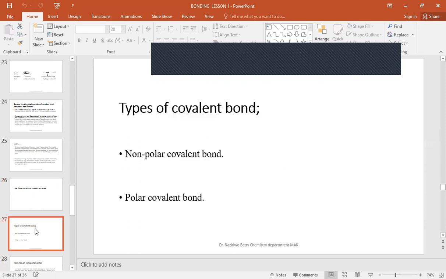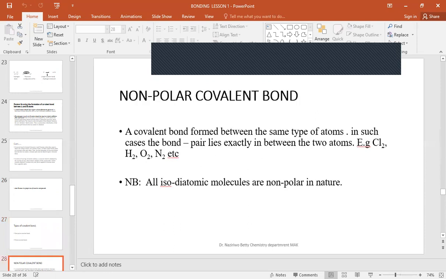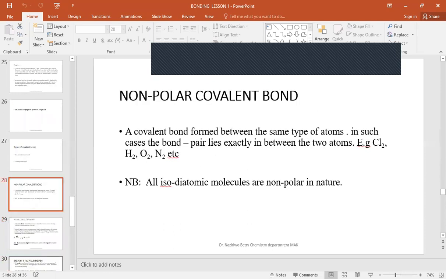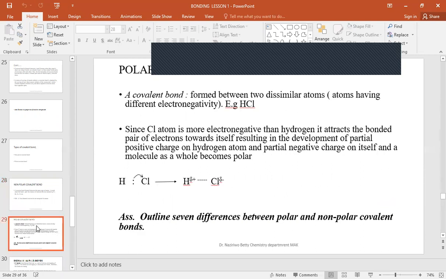Types of covalent bond. There are mainly two types. We have a non-polar covalent bond and a polar covalent bond. So what is a nonpolar covalent bond? This is the bond formed between the same type of atom. In such cases, the bonding pair lies exactly in between the atoms. Examples are the hydrogen, oxygen, and nitrogen molecules, and so many others, provided they have the same electronegativity.